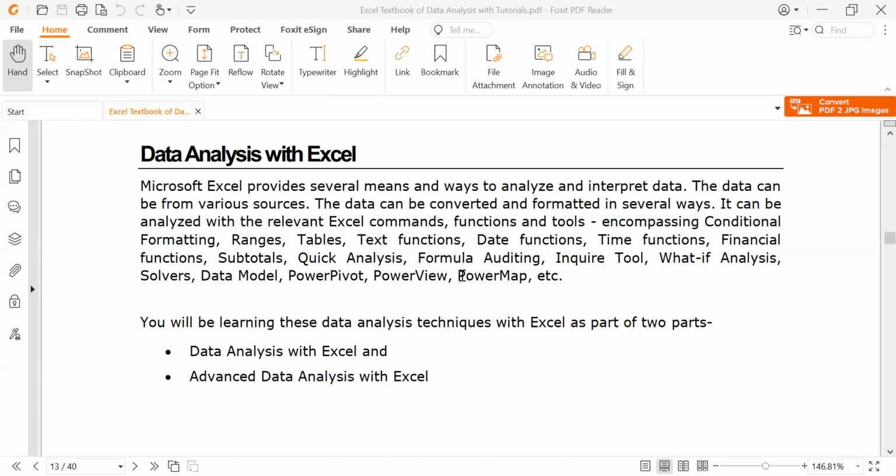There's conditional formatting, ranges, tables, text functions, date and time functions, financial analysis. You can do subtotals, quick analysis, auditing, inquire, what-if analysis, SUMIF. There's a lot you can do. You can do Power Query, Power Pivot. You can even do a dashboard in Excel.